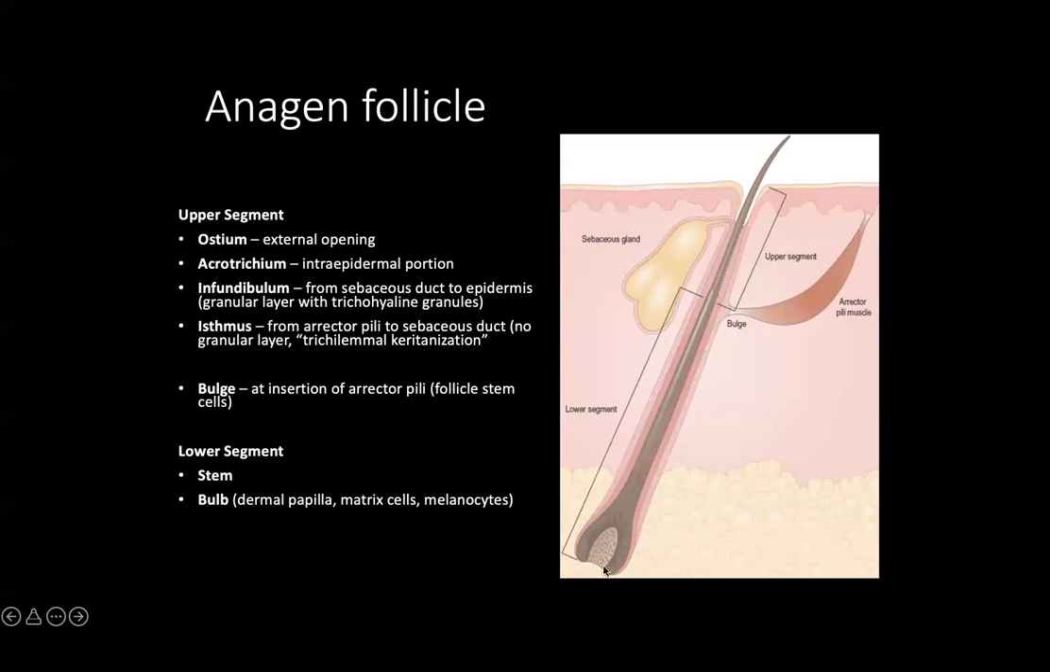The bulb has the dermal papilla, which sits underneath this little U-shaped part of the matrix. The matrix cells are all throughout within here. You can think of the matrix cells as like the basal layer of the hair. The matrix cells also have intertwined within it melanocytes. So this is almost like a basement membrane of the hair follicle, and that's where you get your pigment in the hair itself.